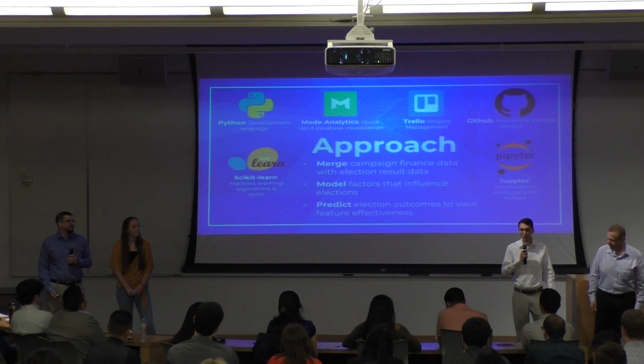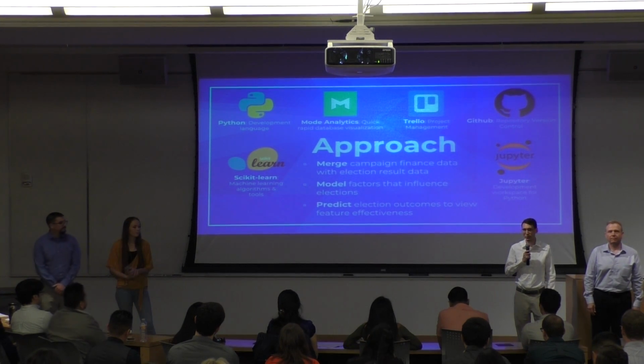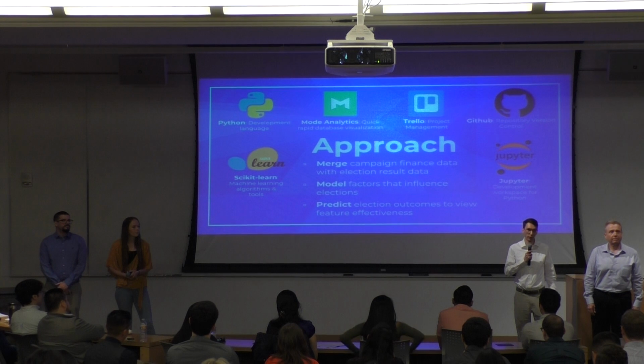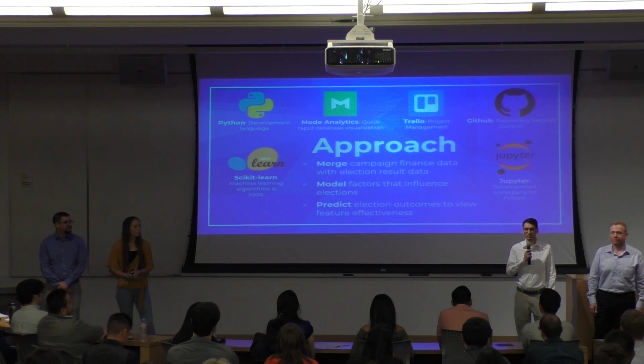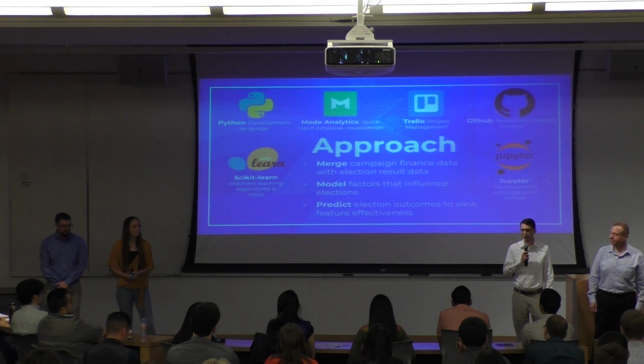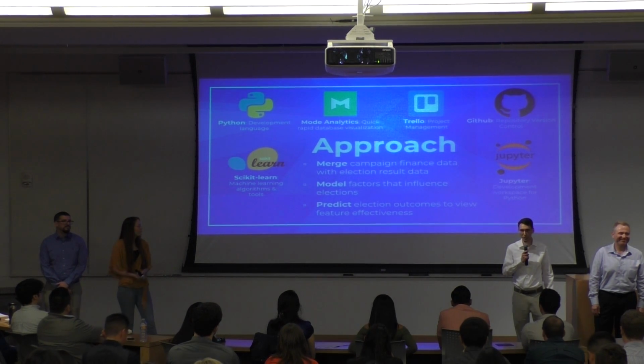Our approach was to merge campaign finance data with election result data, and then to model which factors have the largest influence, and finally to use that model to predict election winners. We used Mode Analytics to do feature analysis, data analysis, and feature engineering. We used Python, scikit-learn, and Jupyter Notebook to create our model, and we used Trello, GitHub, and Google Hangouts to collaborate with the rest of the Code for San Francisco team.